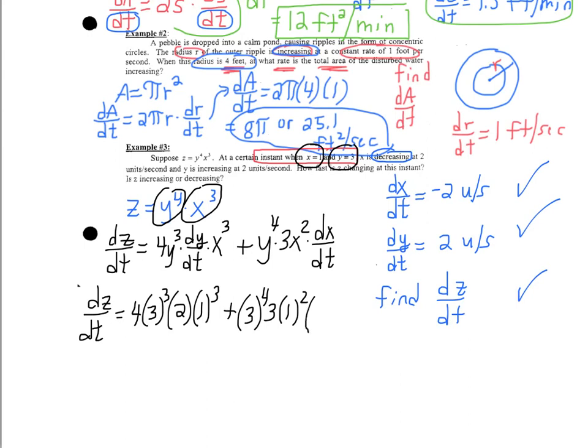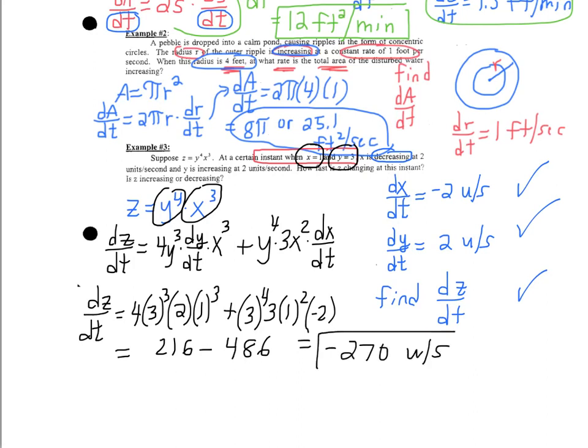And our dx/dt is -2. So we clean all of this up, and we end up getting 216 minus 486, which is going to give us -270 units per second. And then the question goes on to say, is z increasing or decreasing? Well, it's going to be decreasing because of that negative.